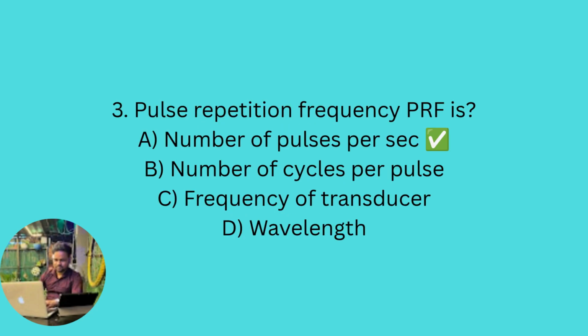One more question of this series. Pulse repetition frequency, PRF, is A. Number of pulses per second, B. Number of cycles per second, C. Frequency of transducer, D. Wavelength. So answer is A. Number of pulses per second.